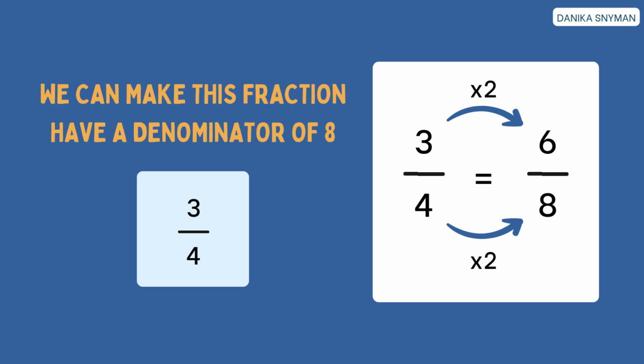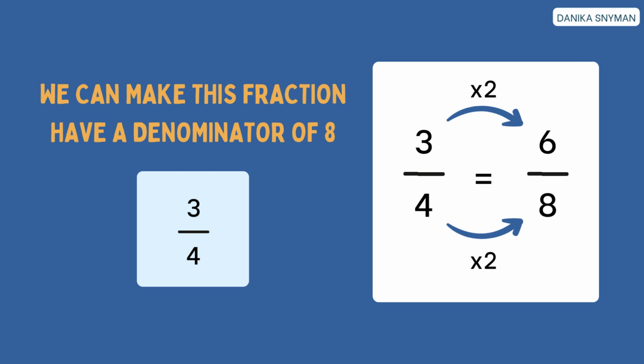So let's change 3/4 so it has a bottom of 8. We can do this by multiplying 3/4 by 2. Remember, if you do it on the top, you have to do it on the bottom, and if you do it on the bottom, you have to do it on the top. So 3 times 2 and 4 times 2 will give us 6/8. We multiply the top and the bottom. Remember that. So now we have not 3/4, but 6/8.